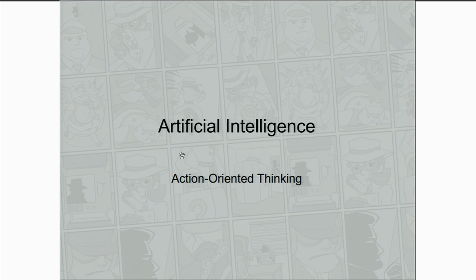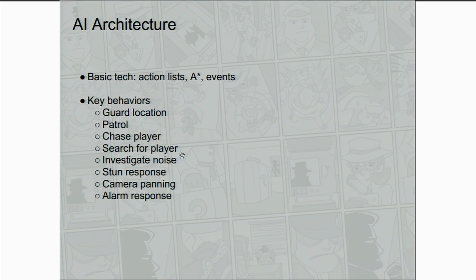All right, moving over a little bit to the artificial intelligence, which is really a key component of SONAR, it being an AI puzzler of sorts. The basic tech we used were action lists, which I'm going to go into in a bit more detail here, A star, and then the event-driven nature. So when we started designing the AI, we had to figure out which behaviors we wanted the guards to have. So we've got a kind of trimmed down list here.